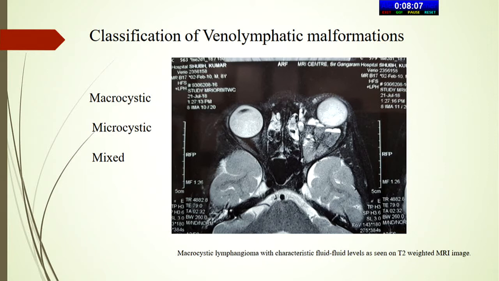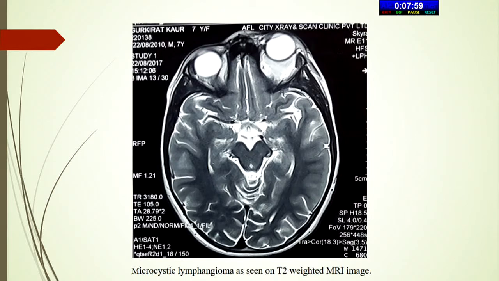So this is an MRI image of a macrocystic one, where you can see some fluid levels. And I put the other extreme, which is the microcystic variety, where it's just a large diffuse mass where you cannot really visualize the cyst there. So these are very small cysts, and it's almost an organized solid mass there.